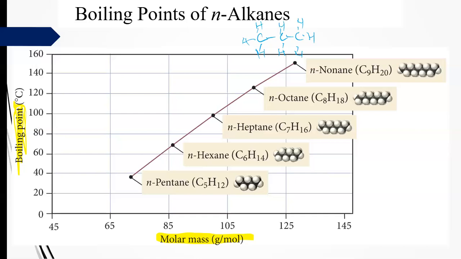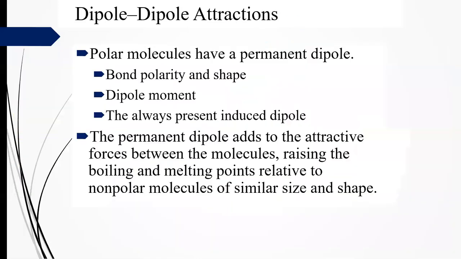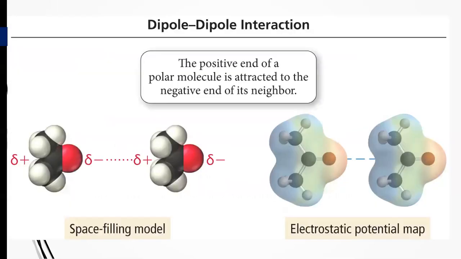So London forces, that's with all molecules, but primarily we worry about them with our non-polar ones. For our polar molecules, we worry about the dipole-dipole attractions. And so they have the permanent dipole. And so there's always a partially positive and a partial negative side for them to be attracted, just like this.